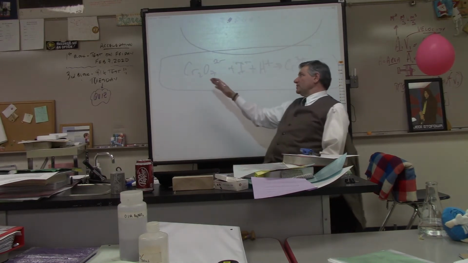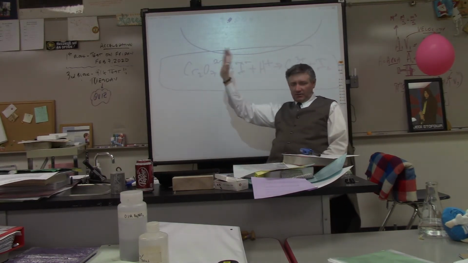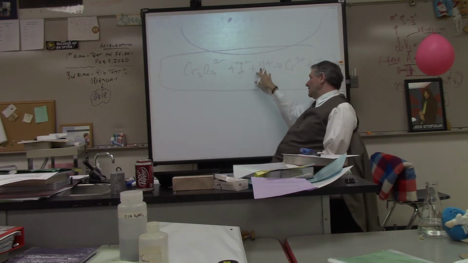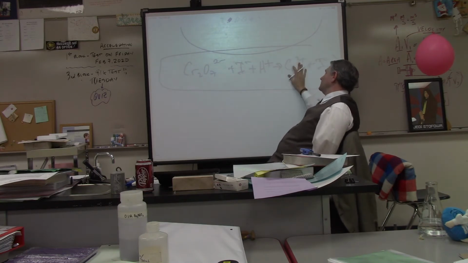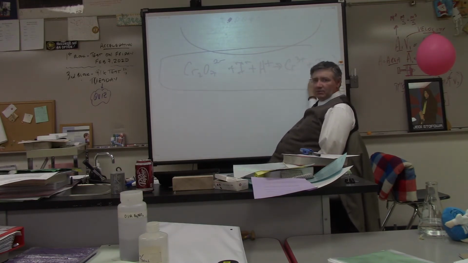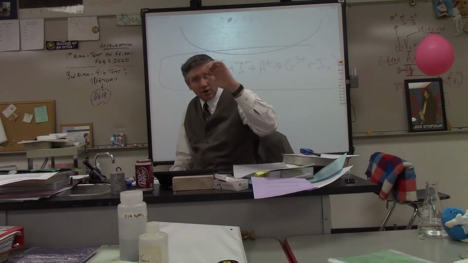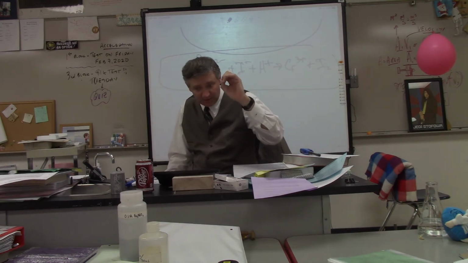Okay? All you're doing is saying, you're not going to balance it. All you're saying is that dichromate is going to react with iodide in an acidic environment, and you're going to get Cr3+ and elemental iodine. So that elemental iodine is what you saw as that dark orange layer at the bottom, that rustic brown.